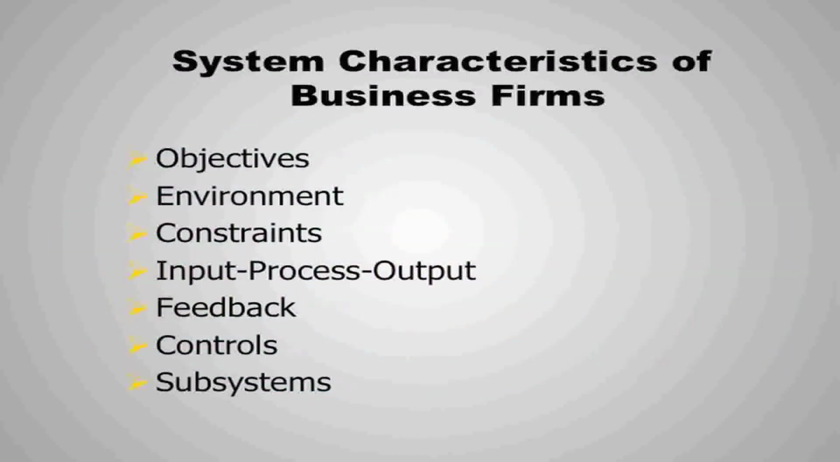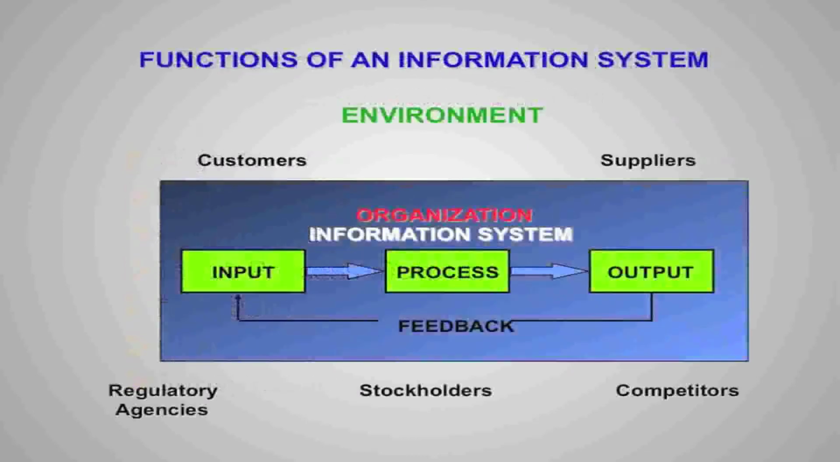System characteristics of business firms, which is the first part we have shown in our business firm as a system chart. It has objectives, environment, constraints, input, output, process, feedbacks, controls and subsystems. The functions of information systems could be, again, for the regulatory agencies, it will work for stockholders, it will work for competitors, and it will be an organizing function which will work in an environment for customers and suppliers. There will be input, process and output, and again feedback will be there and there will be improvements in input.